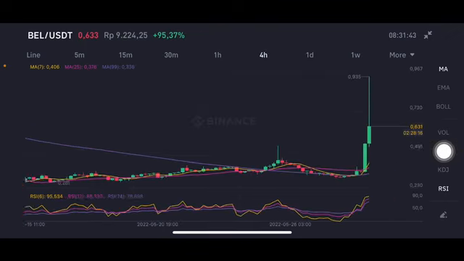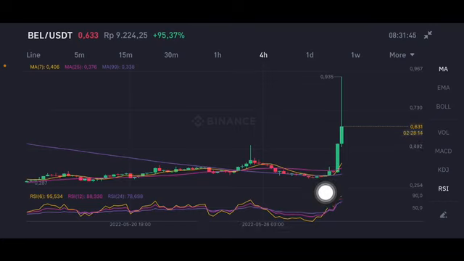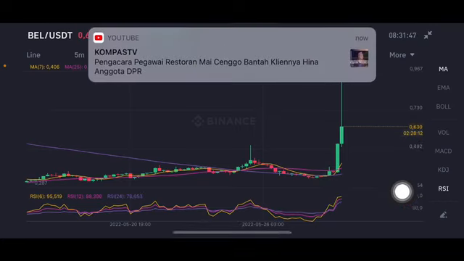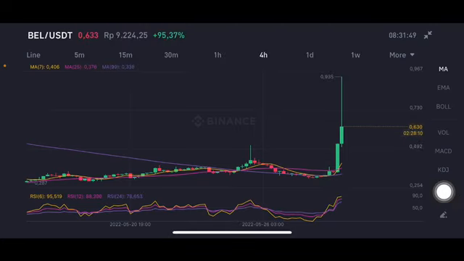For a 4-hour chart like this also, if the price is still above 0.4, then there is still opportunity. Prices cannot drop below 0.35. If they drop, the next target is 0.3. As for the stochastic, it is already in an overbought position, so you have to pay attention to it.